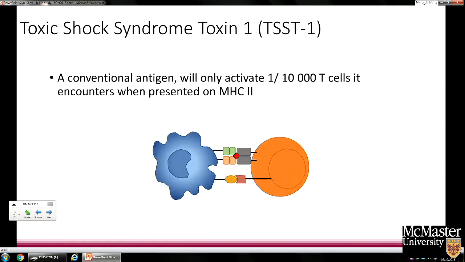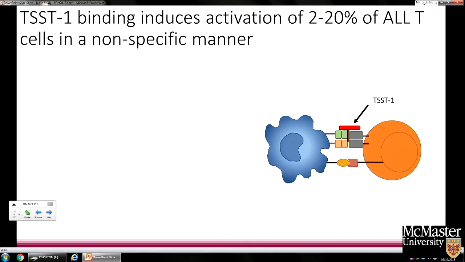So toxic shock syndrome toxin 1, or TSST1, how this differs from a conventional antigen. A conventional antigen, when bound to its cognate MHC-TCR interaction, will only activate 1 in around 10,000 T cells and antigen-presenting cells when presented on an MHC class II molecule. However, TSST1, as I mentioned, can interrupt this binding and cause nonspecific activation of 2 to 20% of all of your CD4 T cells in a nonspecific manner.